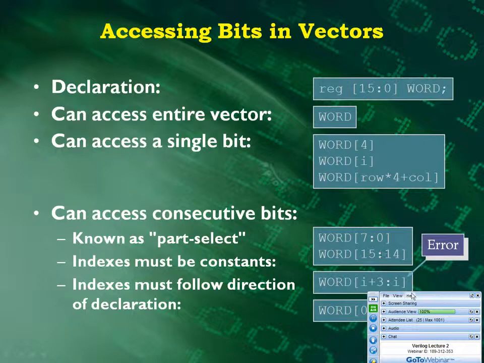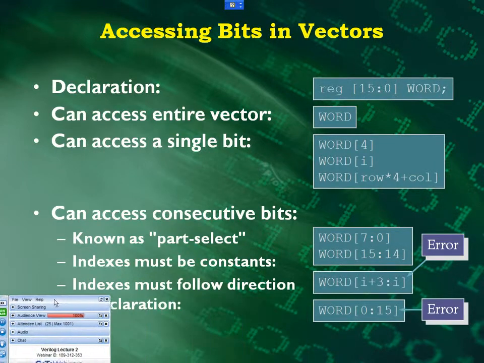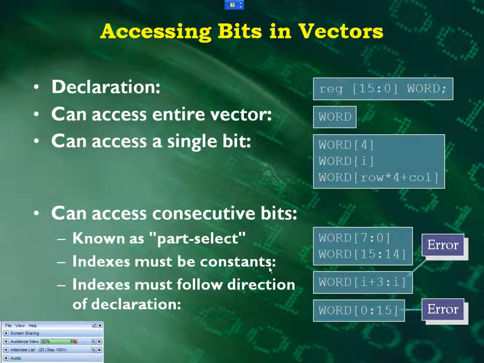The indexes need to be constants, and they should follow the direction of the declaration. The direction here is from 15 down to 0. So in this case, I plus 3 down to I is in the same direction. This would not be good, wrong direction.